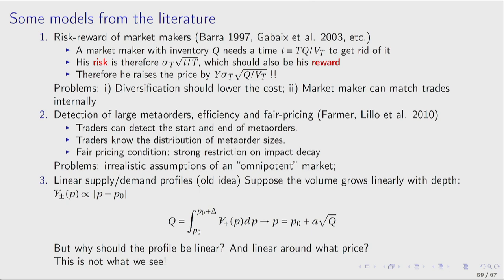And the change in the price would be exactly this thing here, which would be somehow square root of Q. OK? So it's simply geometric reasoning. And it's clear, right?